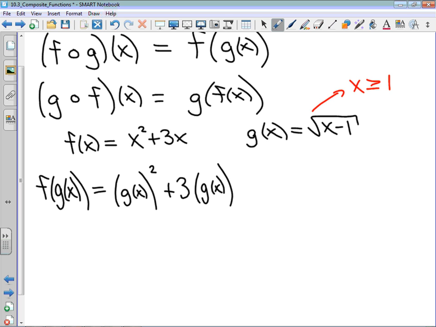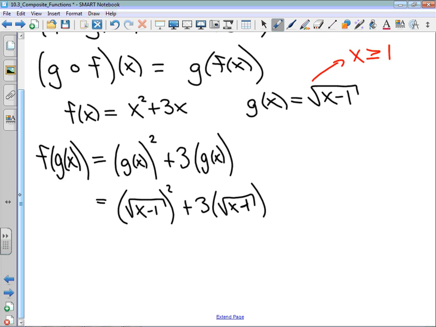Now, that is f of g of x for this context, but we know what g of x is. So I can go a little bit further, and I can say that's the square root of x minus 1, that's function g, squared, plus 3 times the square root of x minus 1. That's function g again. And that's why the restriction carries through, because in f of g of x, we still have the square root of x minus 1. So if I try to put x is equal to 0 in there, I end up taking the square root of a negative.